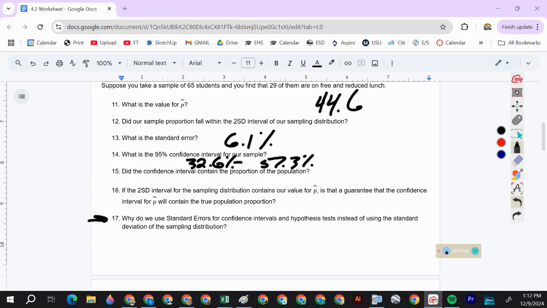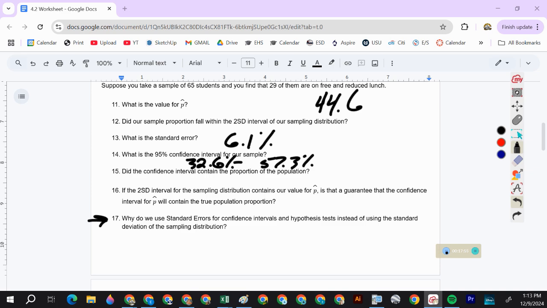Okay. I love this question. Why do we use standard errors for confidence intervals and hypothesis tests instead of using the standard deviation of the sampling distribution? You guys looked at the answer, right? How often do we know the parameter? Not often. And when we do, what's the point of doing a sample? If you know pi, why would you take a sample?